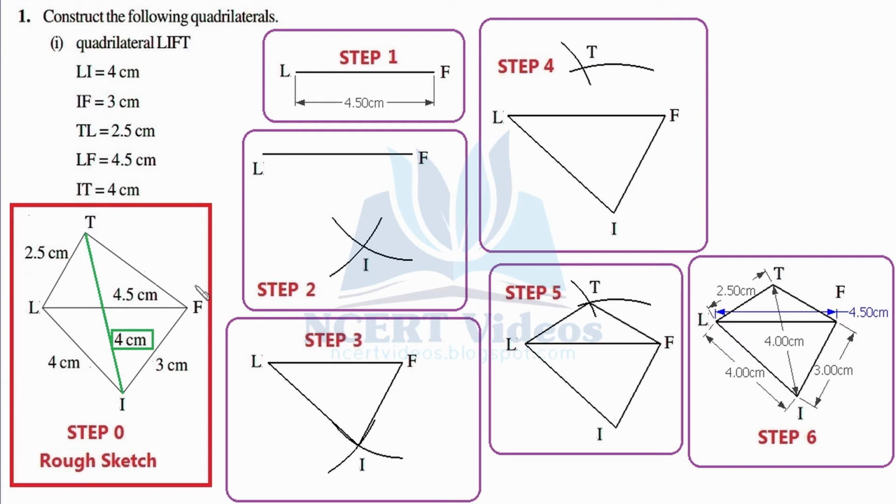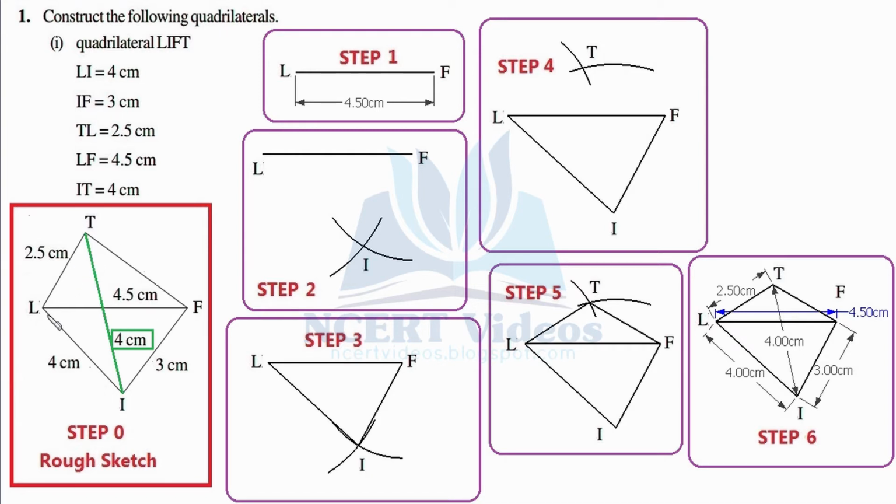Now we need to construct another diagonal, that is IT, which is left to be constructed, and its measurement is 4 centimeter. So we connected these two vertices, that is T and I, and wrote its measurement as 4 centimeter. We have shown it in green color so that you don't get puzzled between these two diagonals' measurements. With this, we have successfully created our rough sketch. And before trying to construct the actual measurements, we must revisit what we have constructed so far, whether we have constructed it correctly or not. You may check it in any way you like.